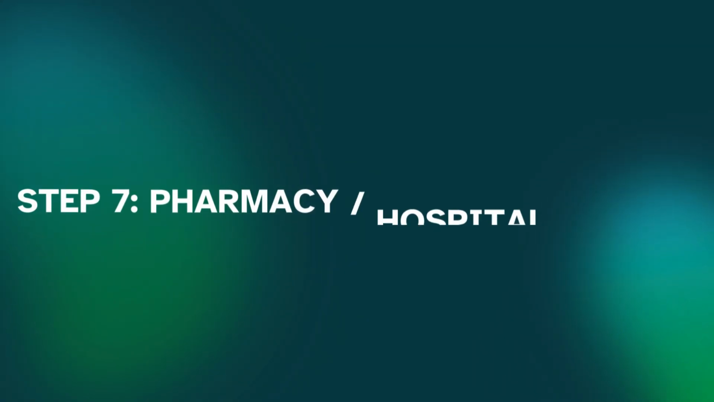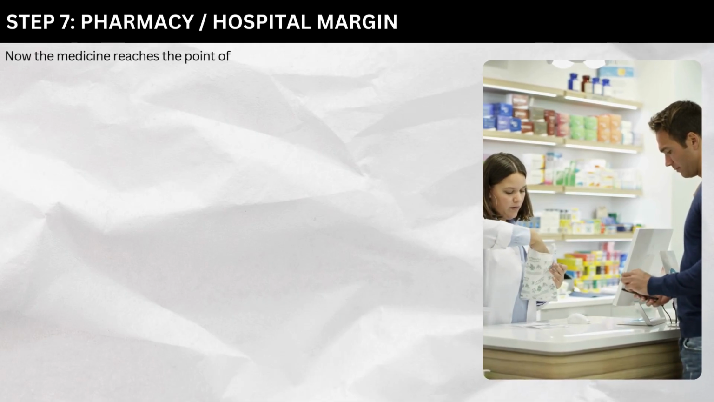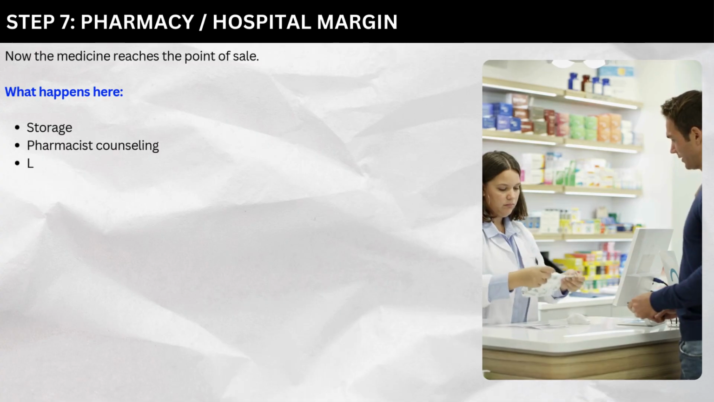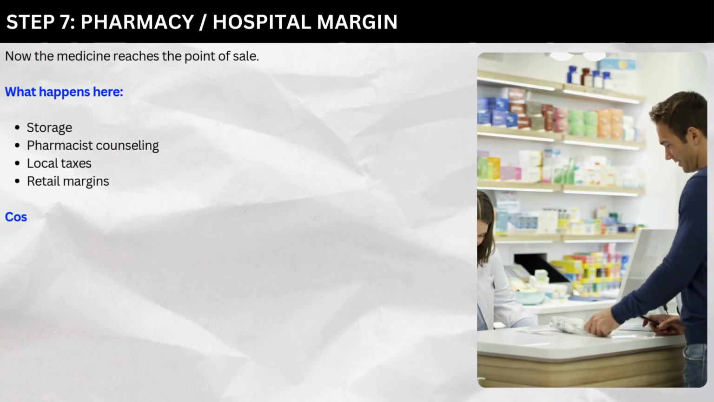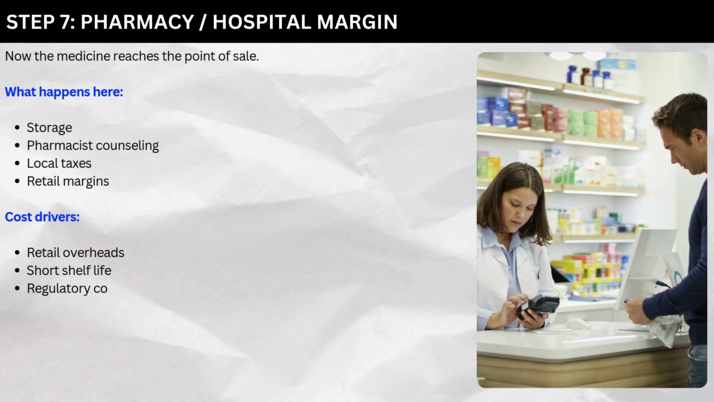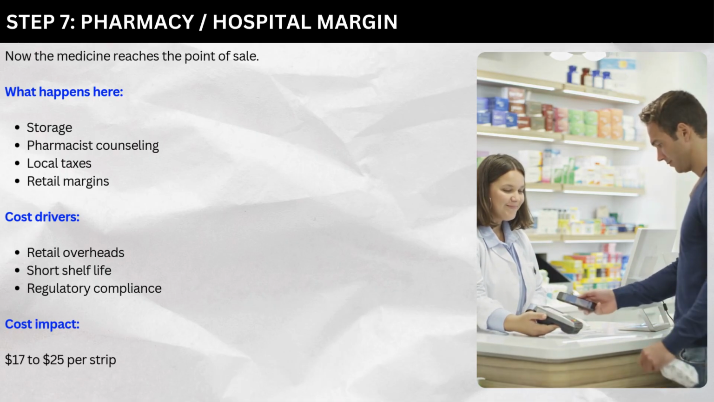Step 7. Pharmacy or hospital margin. Now the medicine reaches the point of sale. What happens here? Storage, pharmacist counseling, local taxes, retail margins. Cost drivers: retail overheads, short shelf life, regulatory compliance. Cost impact: $17 to $25 per strip.